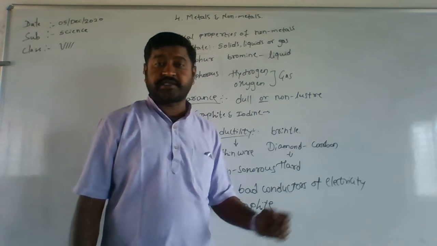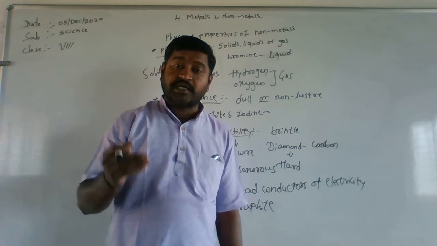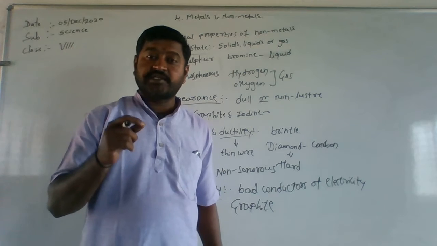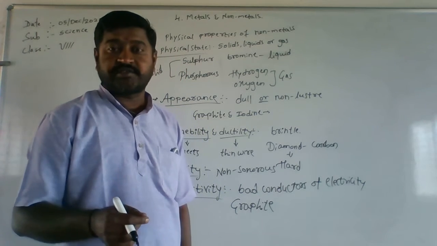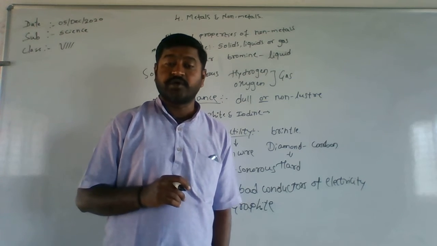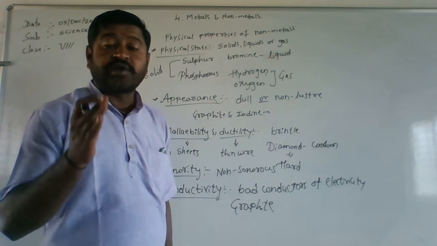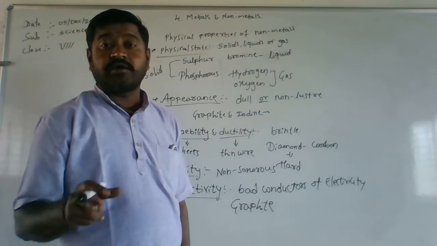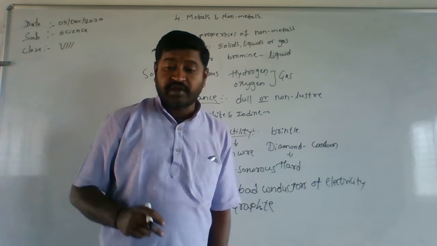Why is it not a bad conductor? It is allowing the current to pass through it. That is why this graphite is considered a good conductor of electricity. ಅರ್ಥ ಆಯ್ತು? ಗ್ರಾಫೈಟ್ ನಾವು ಗುಡ್ ಕಂಡಕ್ಟರ್ ಅಂತ ಕರಿತೀವಿ. Even though it is a non-metal, it is the only non-metal which is a good conductor of electricity.